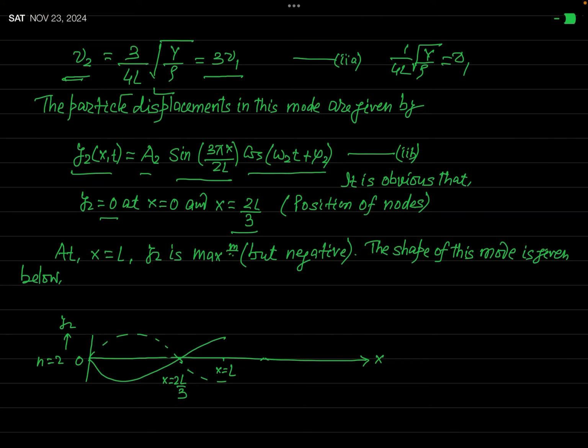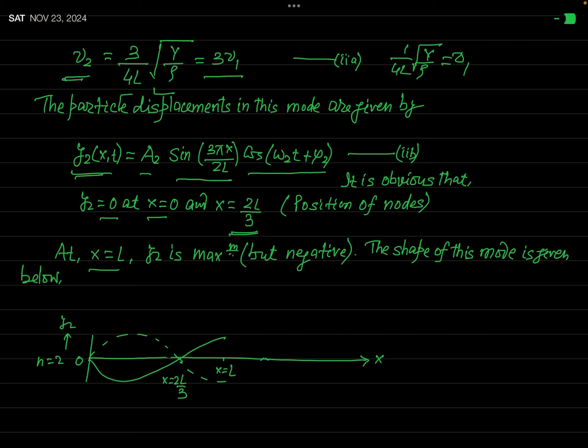Actually, at these 2 points where y2 is 0, these are called nodes. So in this case, there are 2 nodes. One is at x equal to 0 and another is at x equal to 2L by 3. Okay? And if you find the value of this y2 when x is equal to L, what will be that value?